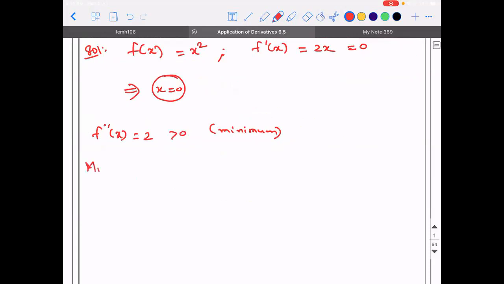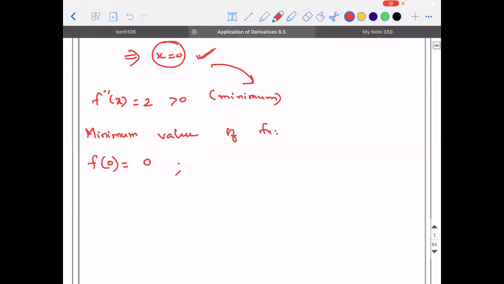So what will be the minimum value of function? Is it not going to be f of 0? Because at x is equal to 0, you are getting a minimum value. So what is going to be the value of f of 0? It is going to be 0. Then what is going to be the maximum value, guys? Where is it becoming maximum? If you look at this curve, at infinity. So it is going to be infinity. So the minimum value is 0 and the maximum value is infinite.